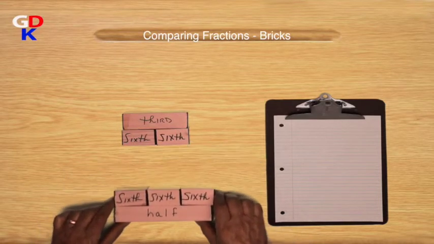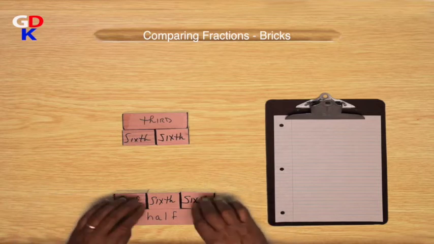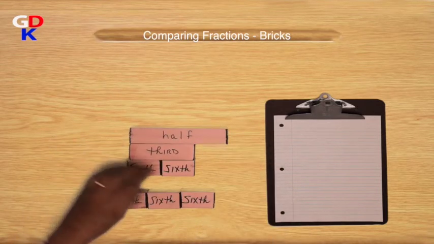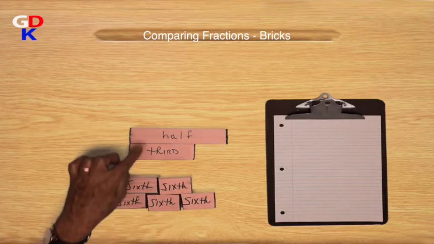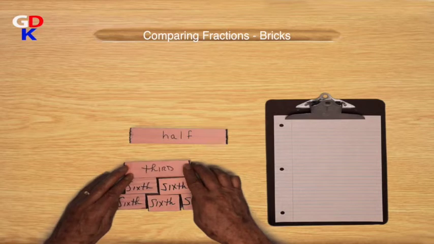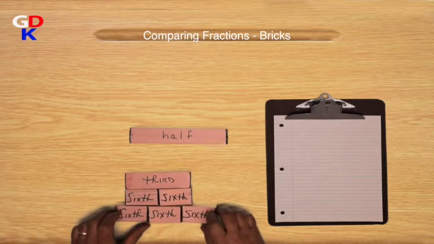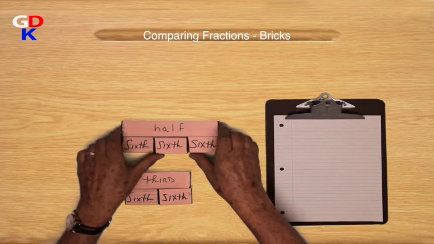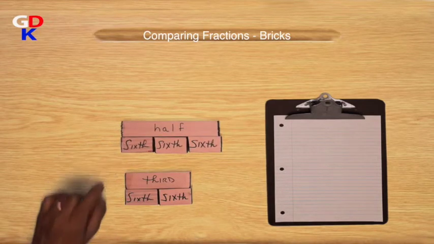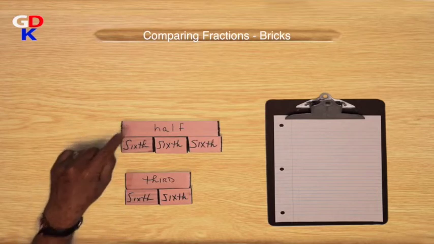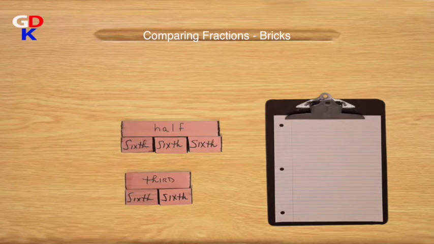So, two ways of comparing. Number one, actually comparing the fractions themselves, and in this case we see that 1/2 is greater than 1/3. Or using sixths, since sixths are used with both halves and thirds, and showing that 3/6 is greater than 2/6, so therefore 1/2 is greater than 1/3.